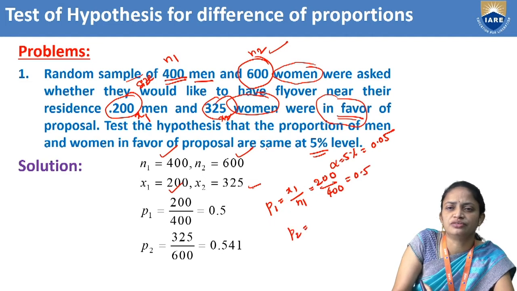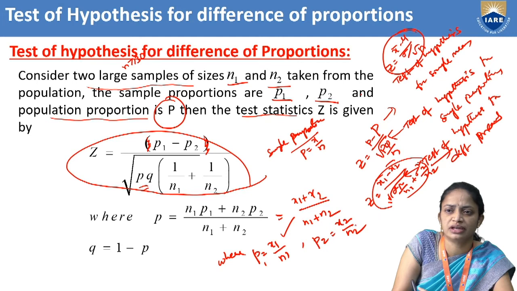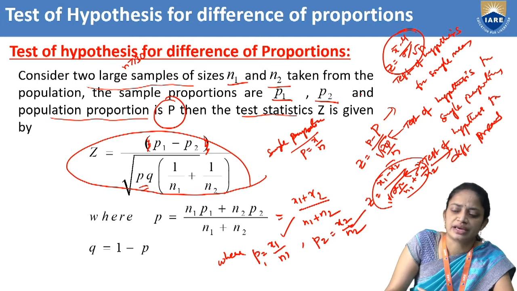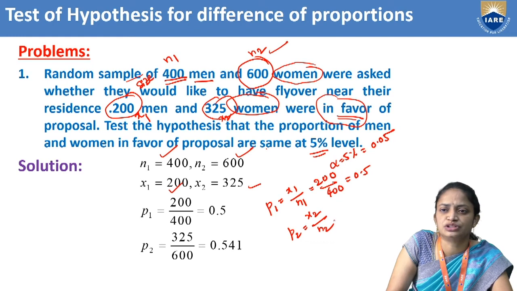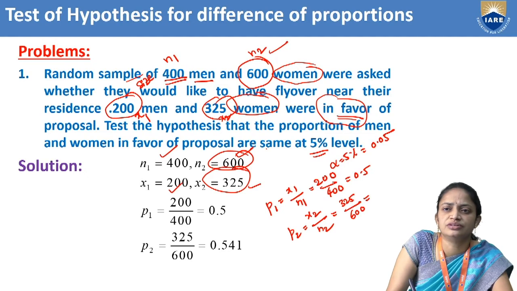Like that, P2 formula is x2 by n2. P1 is x1 by n1 and P2 is x2 by n2. So x2 is 325 divided by n2, which is 600. If you calculate 325 divided by 600, we get 0.541. So small p1 is 0.5 and small p2 is 0.541.